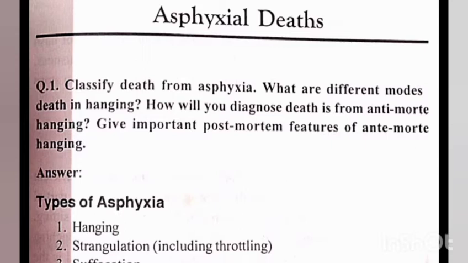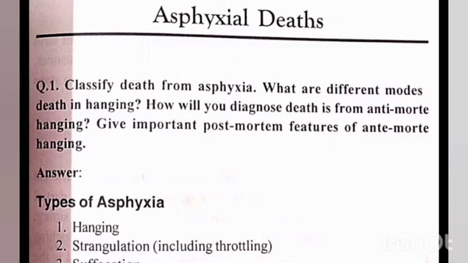What are the different modes of death in hanging? How will you diagnose death from antemortem hanging? Give the importance of postmortem features of antemortem hanging. So these are the four subheadings, carrying 5 up to 20 marks. This type of question will be asked in your exam regarding this topic. So the first question is, classify death from asphyxia.